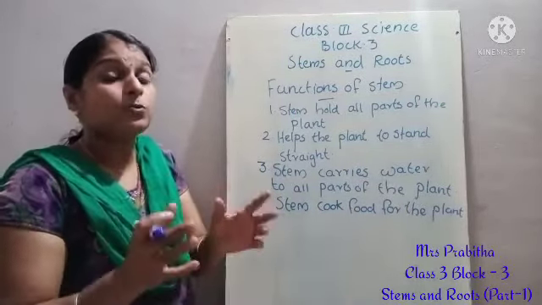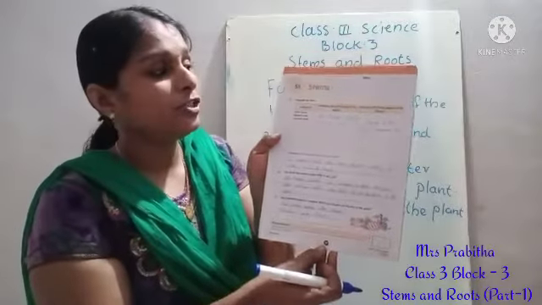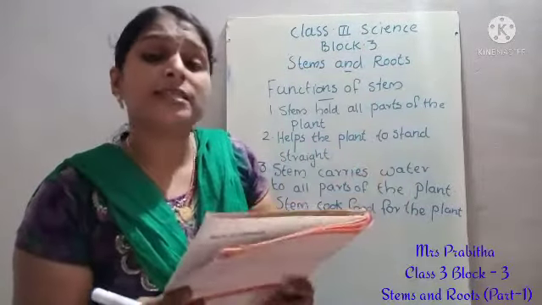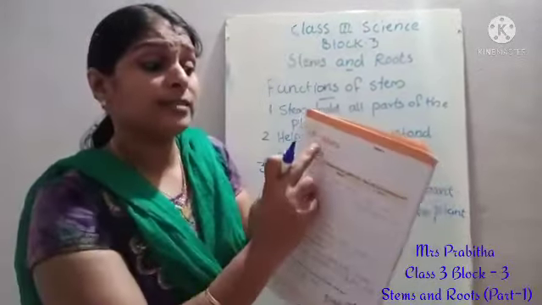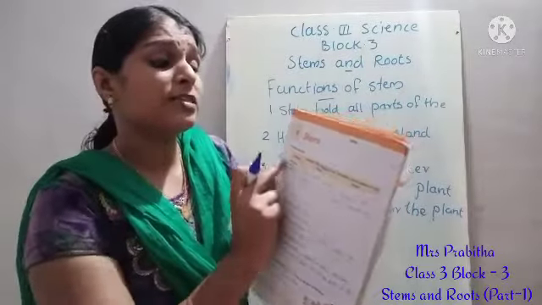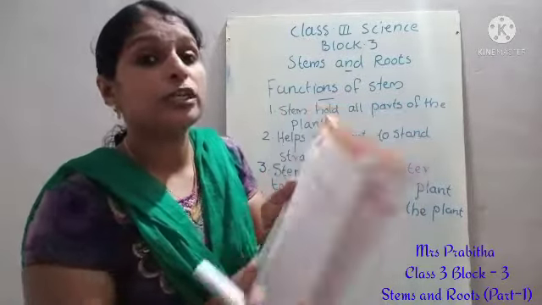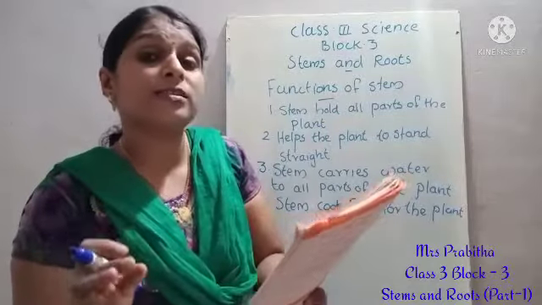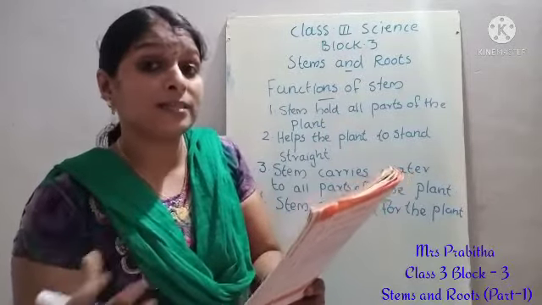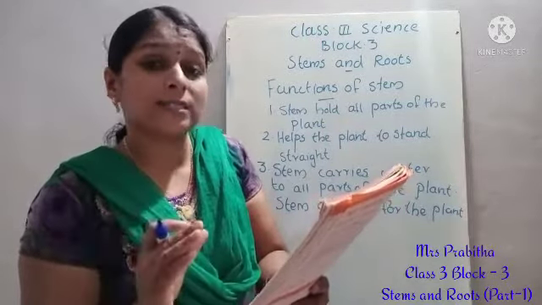Now everybody take your workbook. Page number 19. The first question is, complete the table. The lesson name is stems. See children, the first question is an experiment we already discussed in the class. What is the experiment?